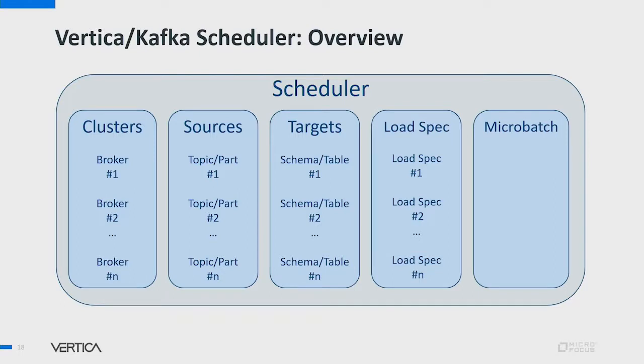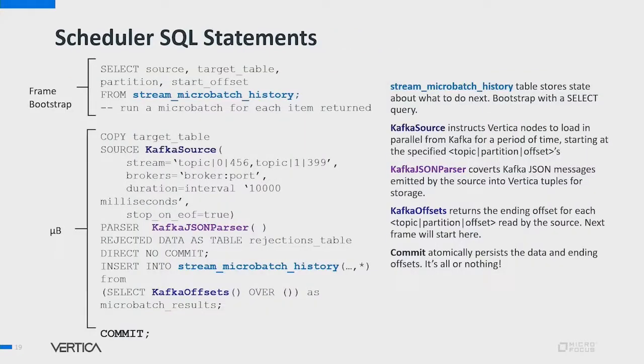The scheduler is then able to manage these microbatches to copy data from Kafka to Vertica using KafkaSource UDL, as we talked about earlier. And what we see on screen are the internal SQL statements issued by our scheduler. So the stream microbatch history table stores the state of each microbatch about what to do next. So this is where we frame a bootstrap so that the scheduler knows from which offsets we need to get data next from a given topic.